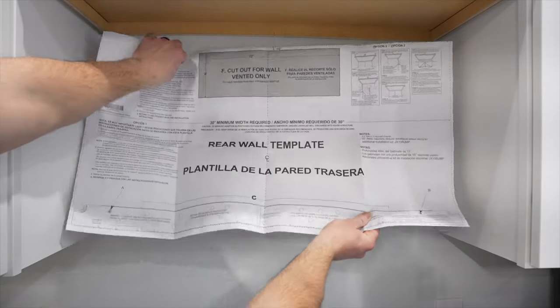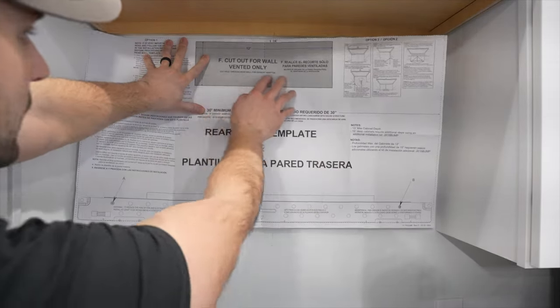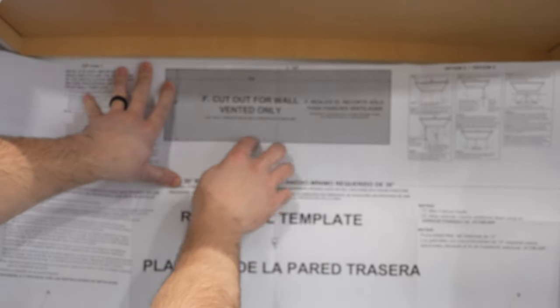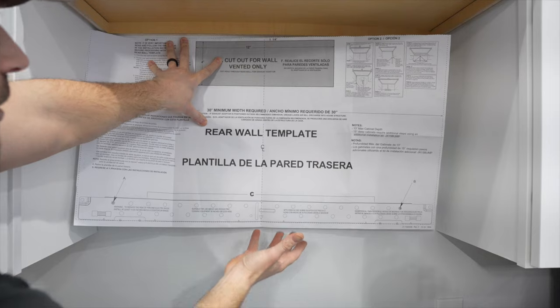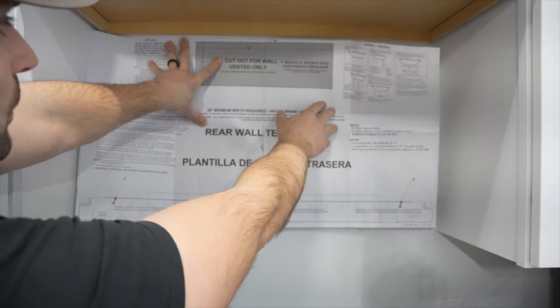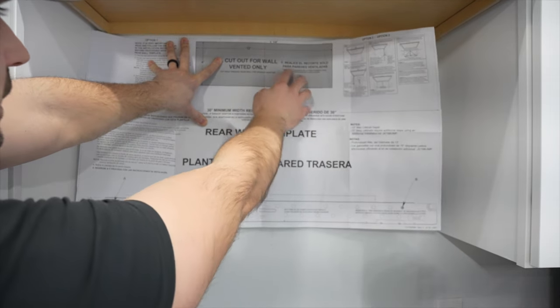Also, one thing to point out, if you do have a vent, this is the template you would use to cut that out as well. I don't put a vent onto my microwaves. I just let it suck the air up off the range and then blow out the top. But if you do, that's a template you would need to cut out for that.